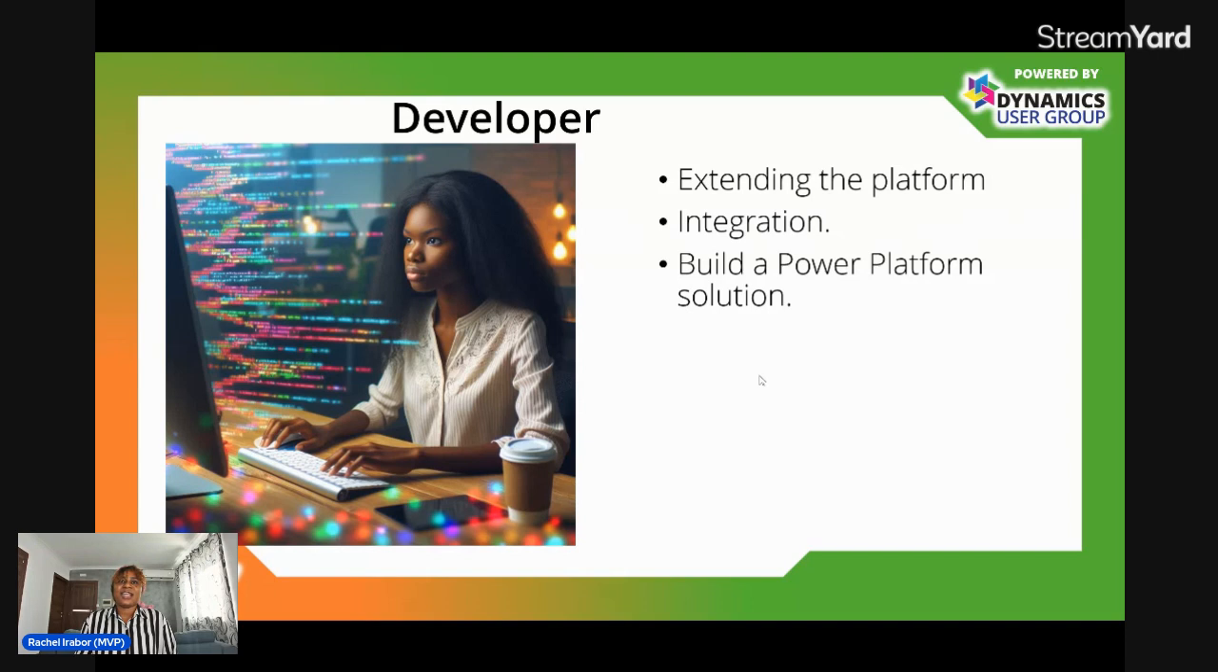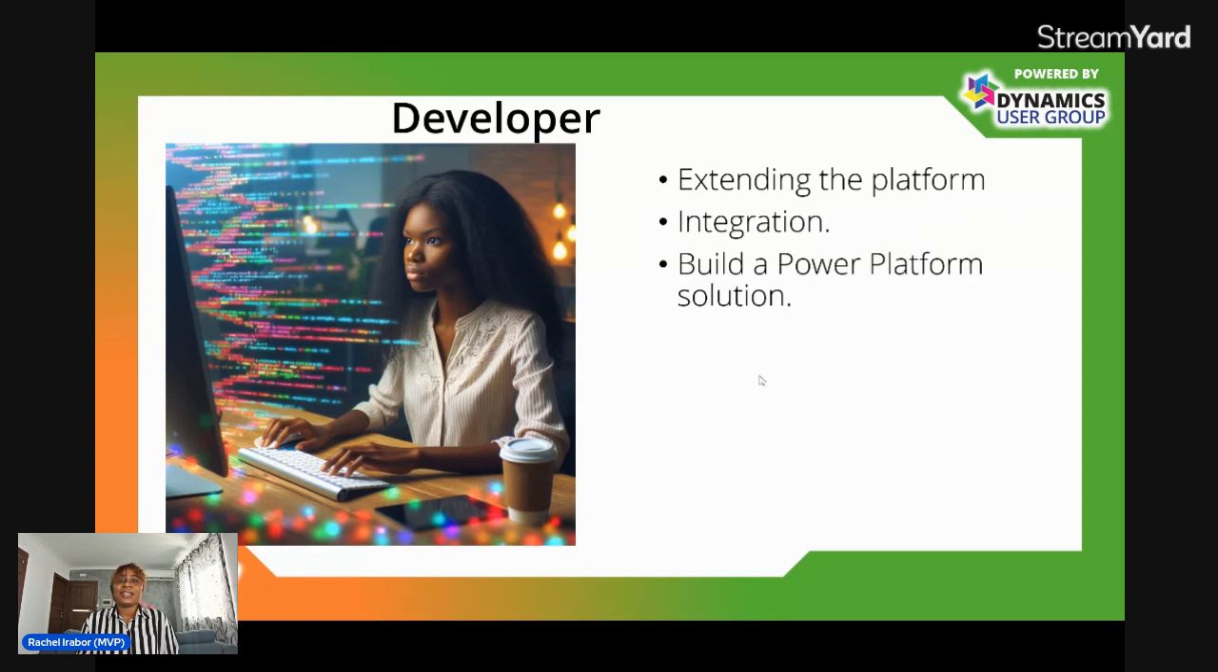Maybe they have seen that this particular process is going to involve coding. A good example is, for instance, working on a model-driven app, and you want to make some fields required in a model-driven app. So instead of using maybe a business rule, you can easily just use JavaScript to create that requirement for the fields to be required fields.